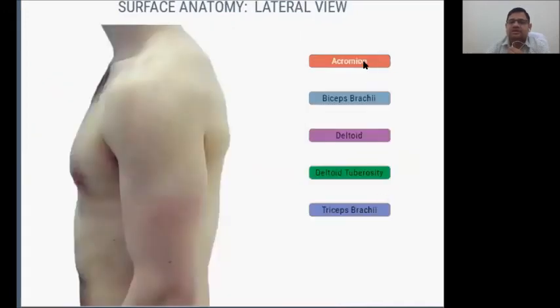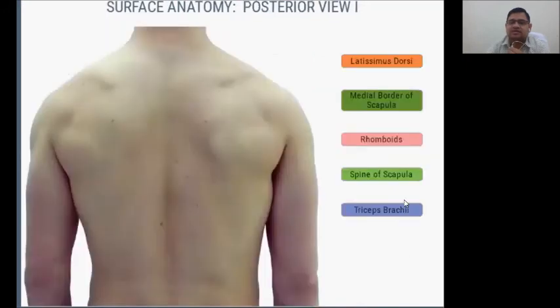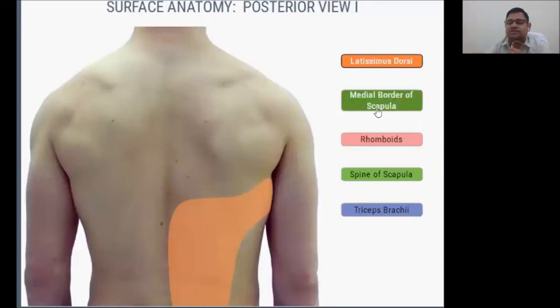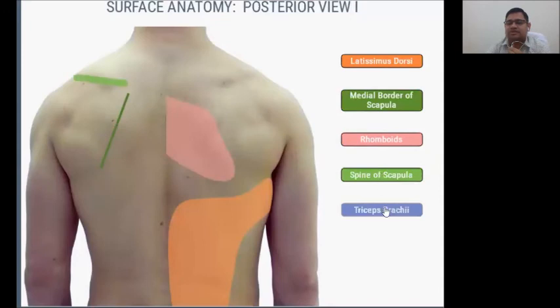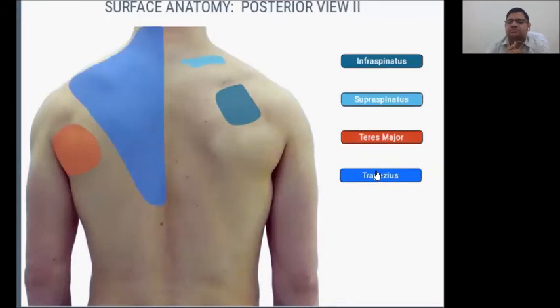Next one, on the lateral view, again you can see the acromion, biceps, deltoid, deltoid tuberosity, triceps on the back of the side. On the posterior view, you can identify the latissimus dorsi, which is attached at the tip of the scapula, the medial border of the scapula, rhomboids, spine of scapula, triceps brachii. Then you can identify the infraspinatus, supraspinatus muscle, teres major, trapezius. So this muscular surface anatomy can be seen basically in a man who is doing some exercises, and muscle buildup is good to identify.